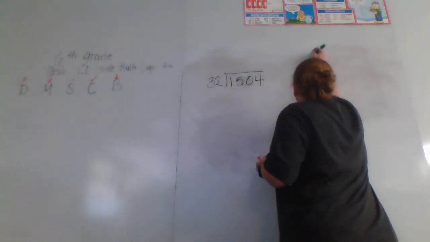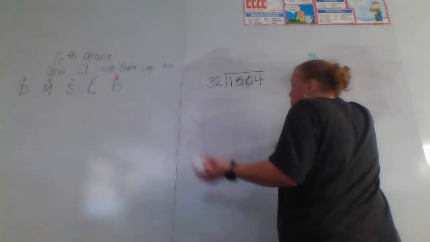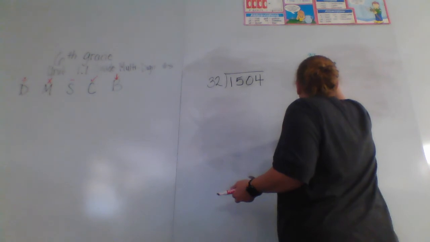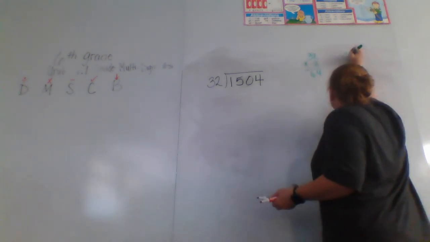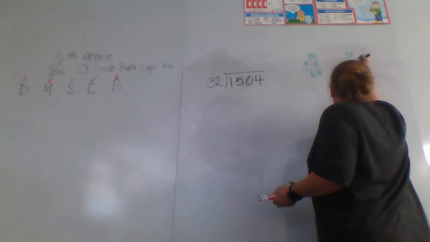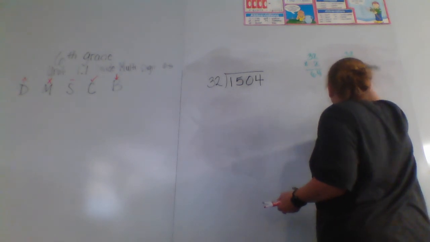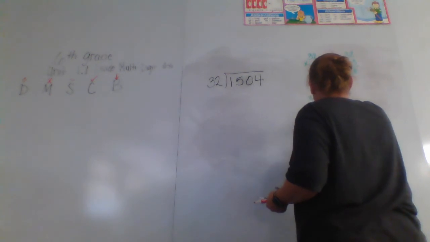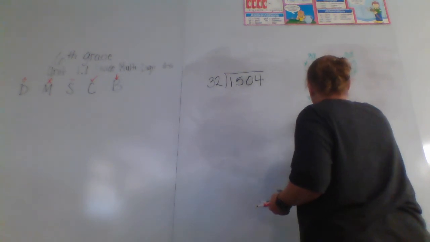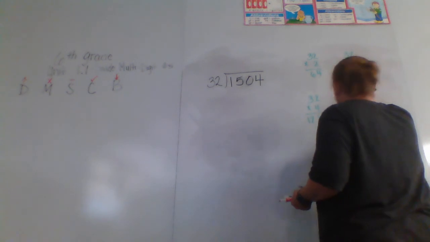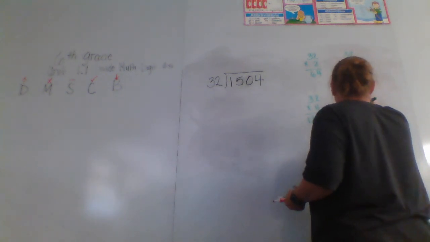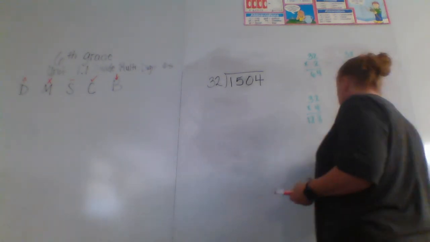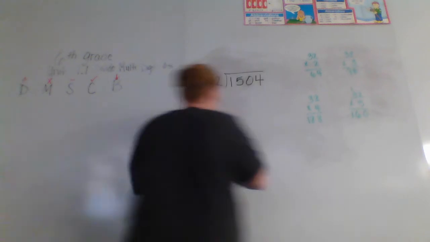So, I have 32. I know 32 times 1 is 32, so I'm going to do 32 times 2. That's 64. 32 times 3 is 96. 32 times 4, 128. 32 times 5, 160. Okay, so let's see if we can get by with those, okay?